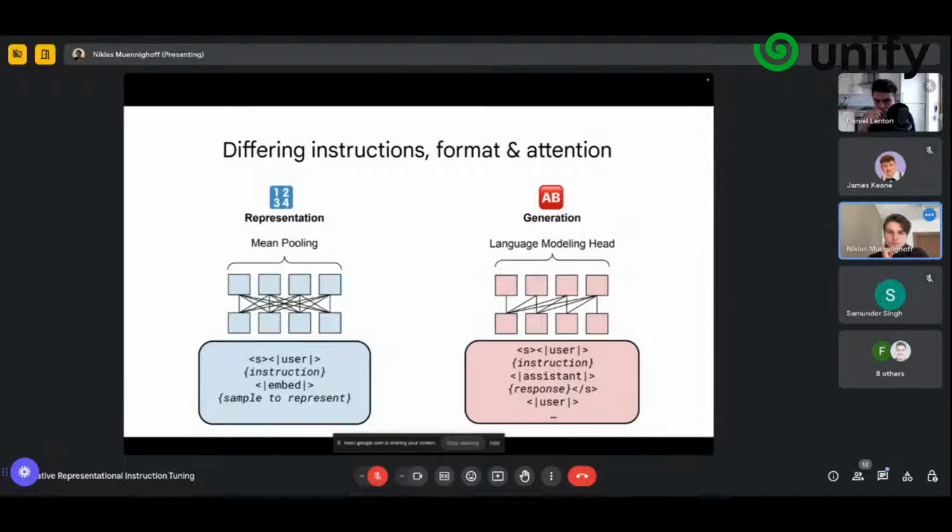And then the attention is also different. So for embedding, we use bidirectional attention, which is depicted by the blue boxes, which are fully connected.